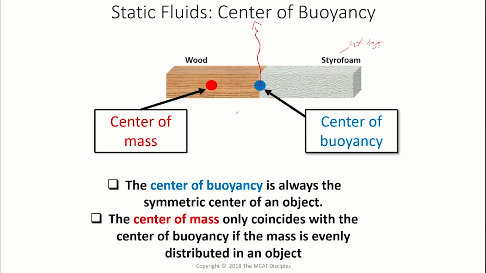So this can generate a torque. You can imagine the force of gravity going down this way, and the force of buoyancy going up this way, and that would generate a torque on this object, such that the styrofoam would be up in the air and the wood would be down. And that's probably something you've seen if you ever played with a floaty or a buoy in the ocean or whatever.